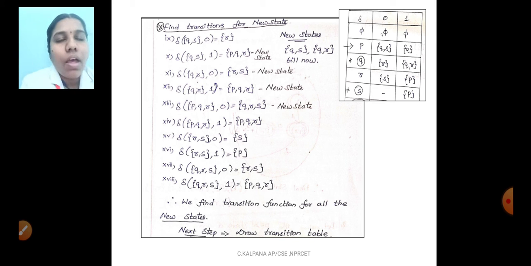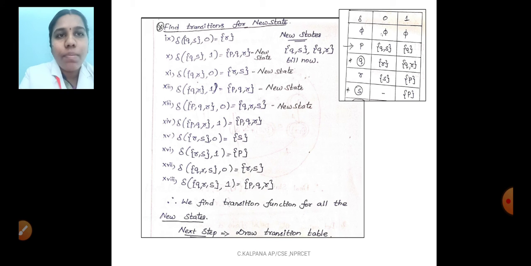Then q comma r comma 0, r comma s, it is a new state. And q comma r comma 1, pqr, it's already available, so write only one time or draw only one time. Pqr comma 0, answer is qrs, it is considered a new state. Pqr comma 1, pqr, answer already available, already we marked as new state, so write only one time. Then rs comma 0, yes, s is the answer, it is already available, so it is not a new state, it is an old state.